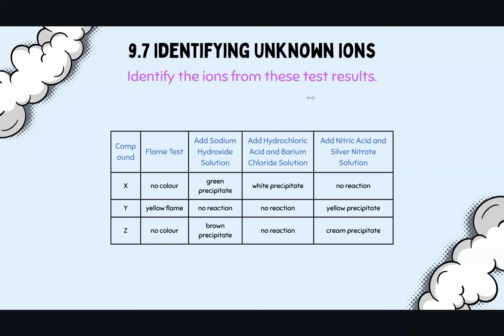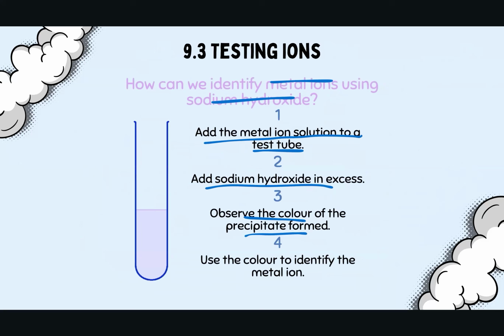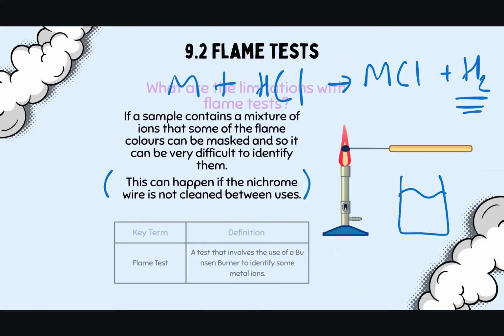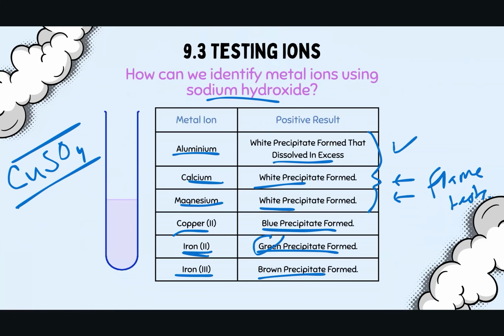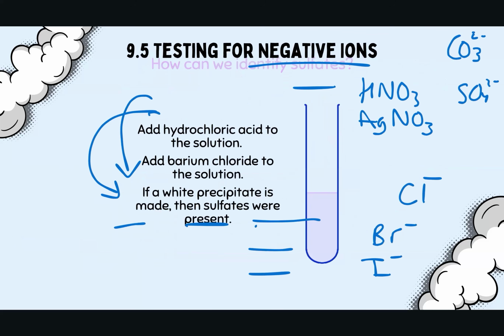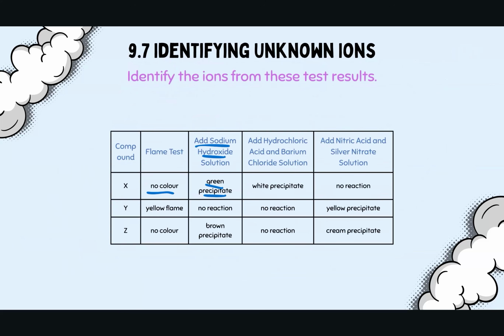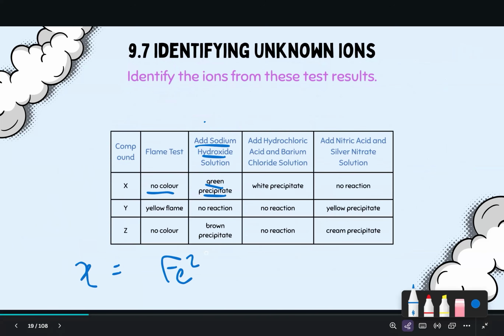Okay, so let's try this question. In fact, I'm going to talk through it, but I want you to have a go at it while I'm talking through it. So we've said from a flame test, we had no color. But when we added sodium hydroxide, it's become green. So when we add sodium hydroxide, let's quickly go back. What does green identify it as? Okay, it's just there. Green means it's Fe2 plus. So we now know for X, we've got Fe2 plus.